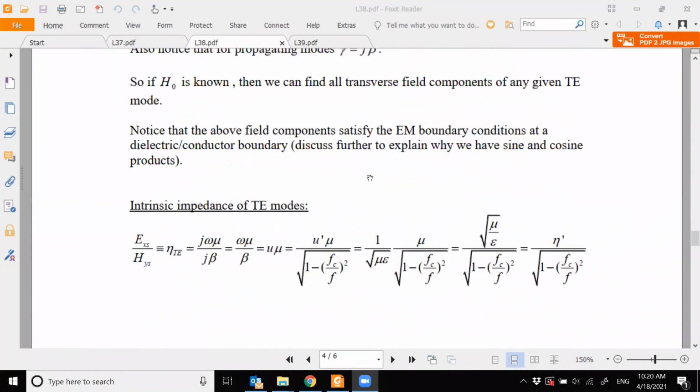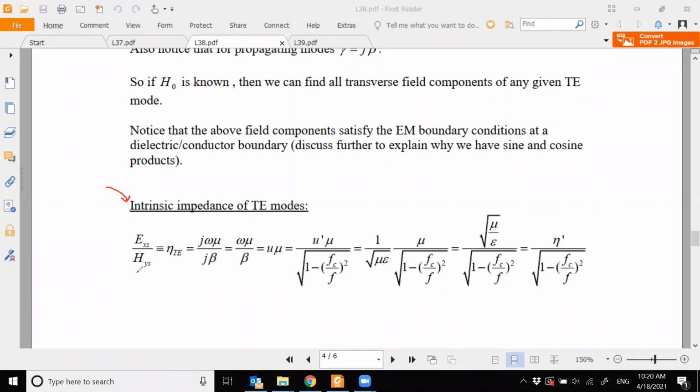Now, the next part is what is called the intrinsic impedance, very similar to what we have seen in our unbounded medium or in a transmission line. So here we also have the intrinsic impedance of a TE mode. For this particular case, where we have the direction of propagation in the Z direction, eta TE is equal to EXS over HYS, very similar to your unbounded medium.